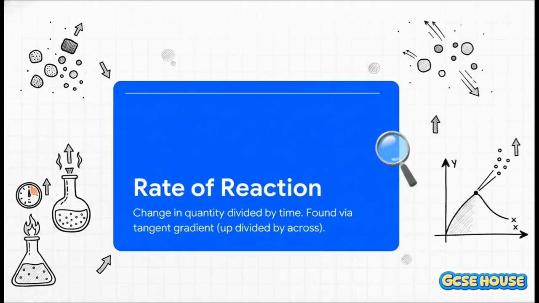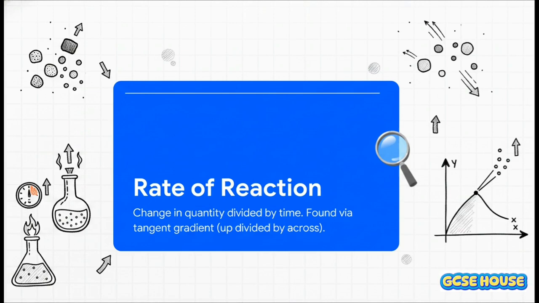Let's go. Examiners absolutely love testing mean rate, and you've got to remember the core drivers of reaction speed. Increasing surface area, like crushing solids into powders, bumping up the concentration or pressure, or cranking the temperature, they all do one vital thing. They increase the successful collision frequency.